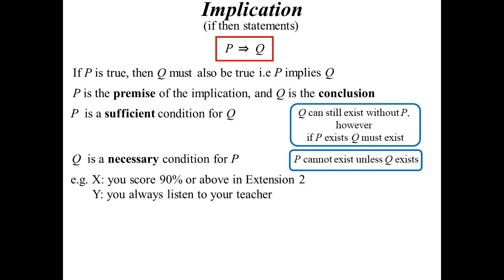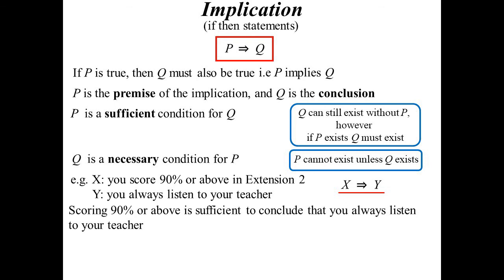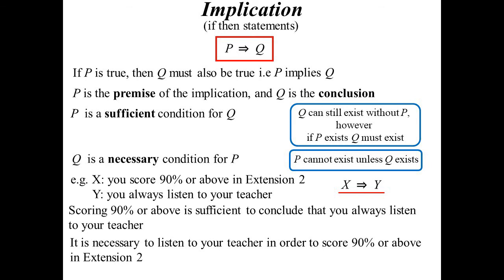An example of that. Let X be you will score 90% or above in extension 2. Y is you always listen to your teacher. So X implies Y. Well, scoring 90% or above is sufficient to conclude that you always listen to me. However, it's a necessary condition that you listen to me if you want to score 90% or above, okay? Now, remember I said they could be true or false. This one is, of course, true.